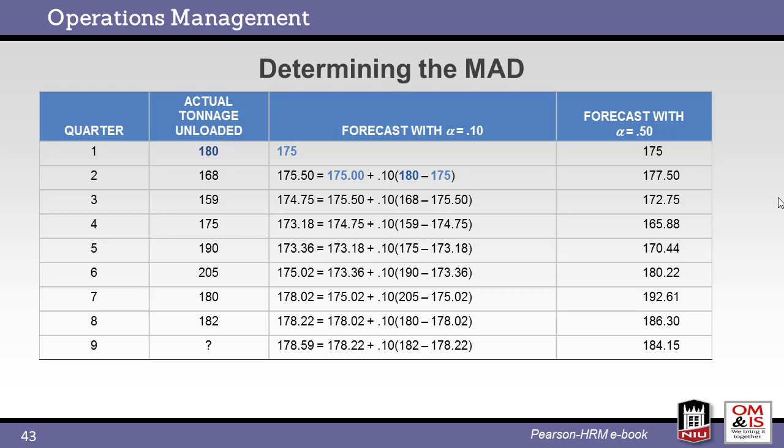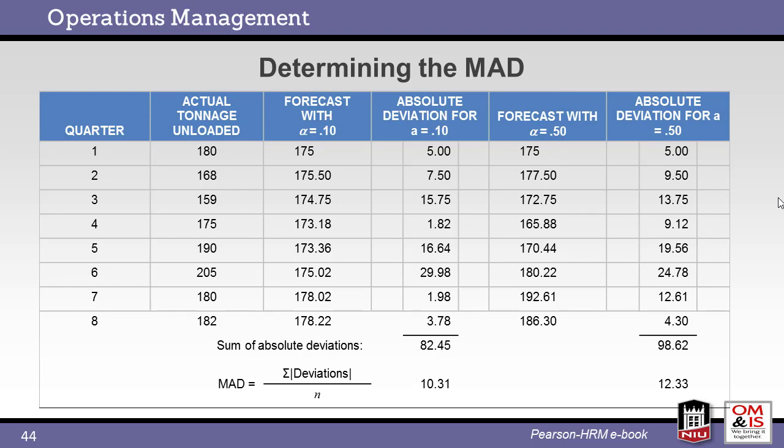We also see the actual demand for each quarter in tons. We take the data from the previous table and add the absolute deviation calculation for each quarter for the two alpha values. Remember that the absolute deviation is the absolute value of the difference between the forecast and the actual demand. We sum each column to get 82.45 for the first and 98.62 for the second alpha value. Dividing by the number of periods considered, 8, we get the MAD values of 10.31 and 12.33.